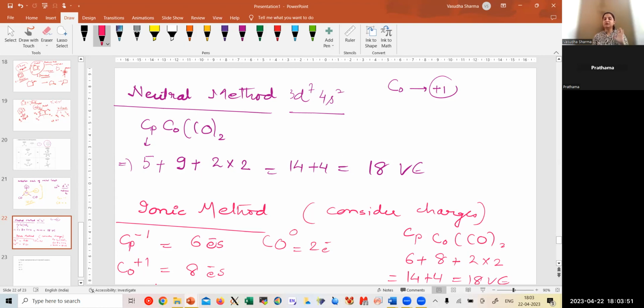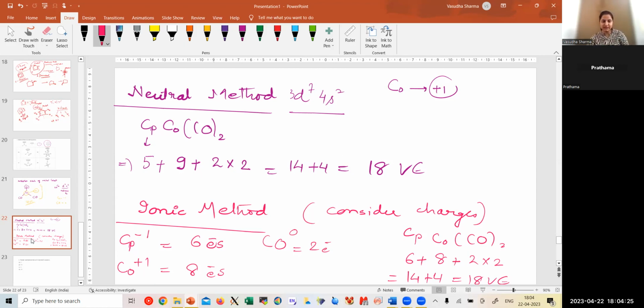If it has been given that cobalt is in +1 oxidation state, how do you calculate the hapticity of Cp? Whether it is coordinated as eta1, or eta3, or eta5. So now you can calculate easily, right? We need to know the hapticity, or else, of any of these things you need to know at least one. Either you should know the total valence electrons, or the metal oxidation state, or the hapticity of your Cp.